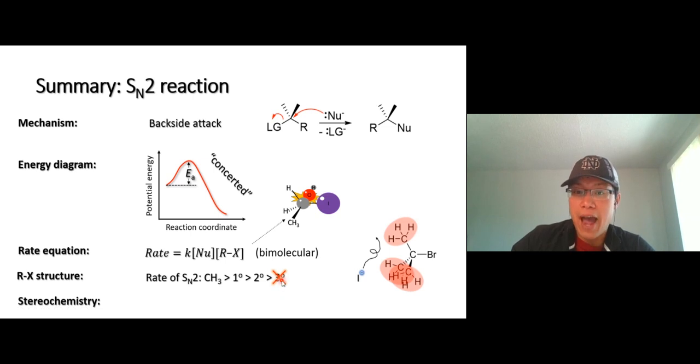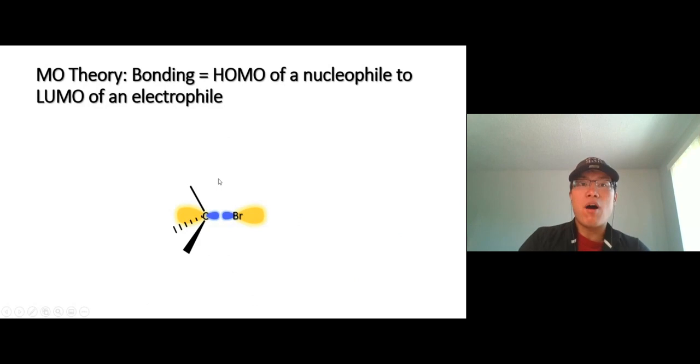Tertiary blocks the backside attack. The smaller the better. Methyl alkyl halide is the best. Primary alkyl halide is the most common one. Secondary does it, but it's slower, but it still does. Tertiary never does it, and also the vinyl alkyl halide never does the reaction, because of too high electron density on the pi electrons. The stereochemistry will be inversion of configuration. That's because the backside attack pushes everything to the other side. All right. Okay, just a little bit of why.